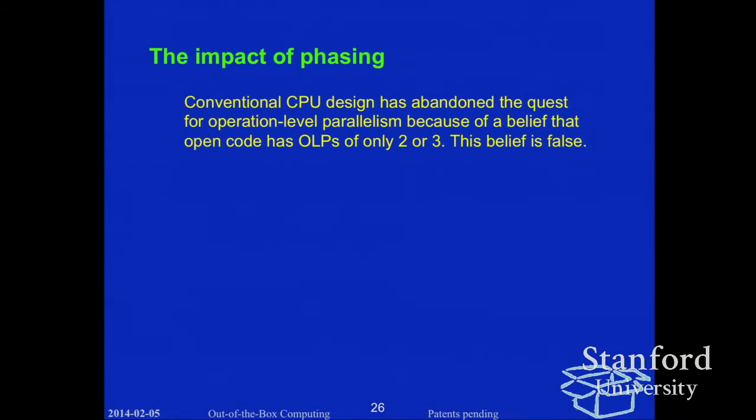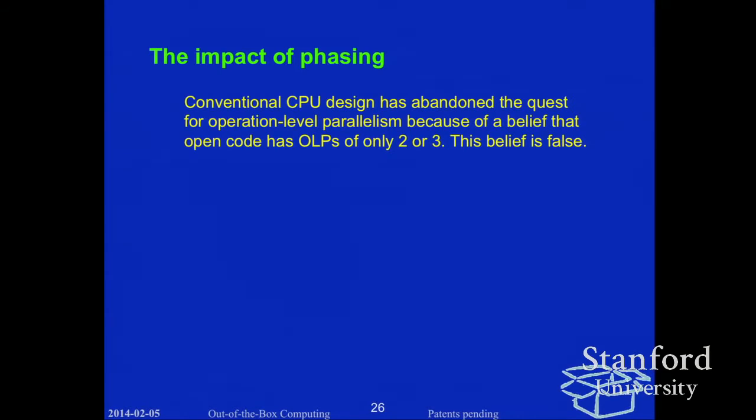Now, that explains what the mechanism is, but what's the benefit? There have been a ton of papers and studies and vast quantities of academic arguing over exactly how much instruction level parallelism is inherent in existing programs.